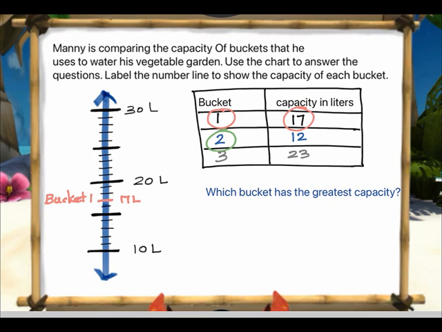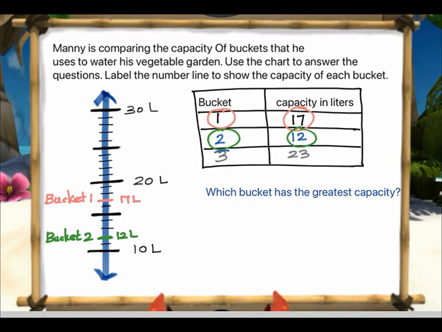Bucket 2 says it can hold 12 liters. So let's see where 12 liters goes. We know that this is 10 liters, so this must be 11. This is 12. So let me mark it as 12 liters. So bucket 2 is 12 liters. And then let's do the third one, which is bucket 3.